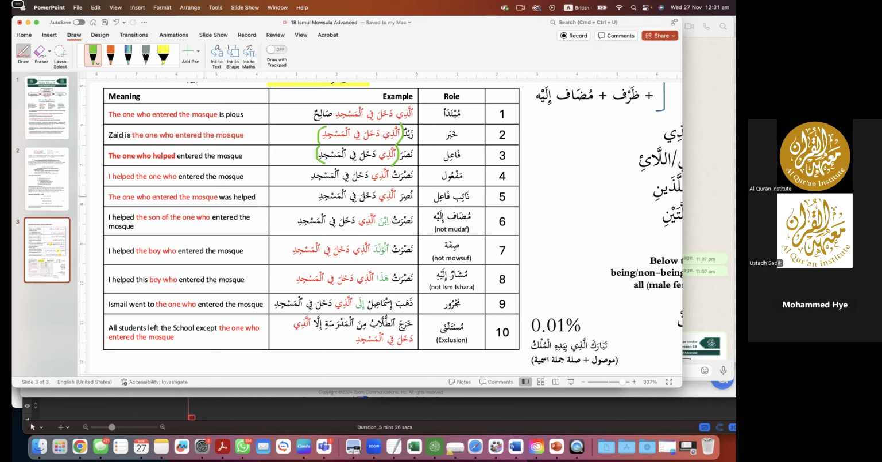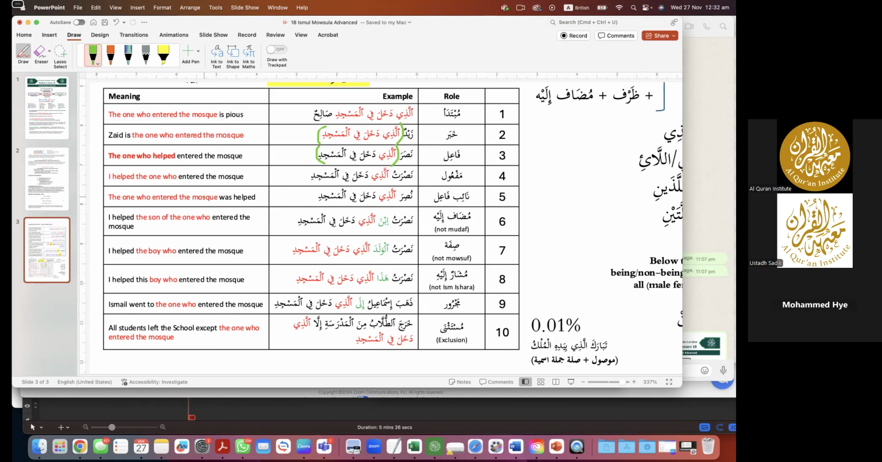Next one is Nasartu hadha alladhi dakhala fil masjidi. Okay. Nasartu, I helped. This, hadha alladhi. I helped this one, in English I would correct it, this one who entered into the mosque. So the relationship between alladhi and hadha is ismul ishara and musharun ilayhi. So alladhi can be musharun ilayhi as well. Okay?